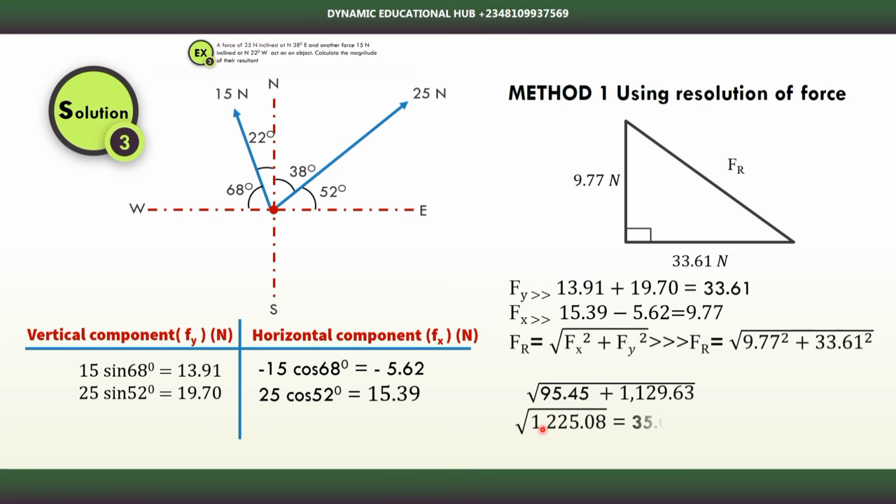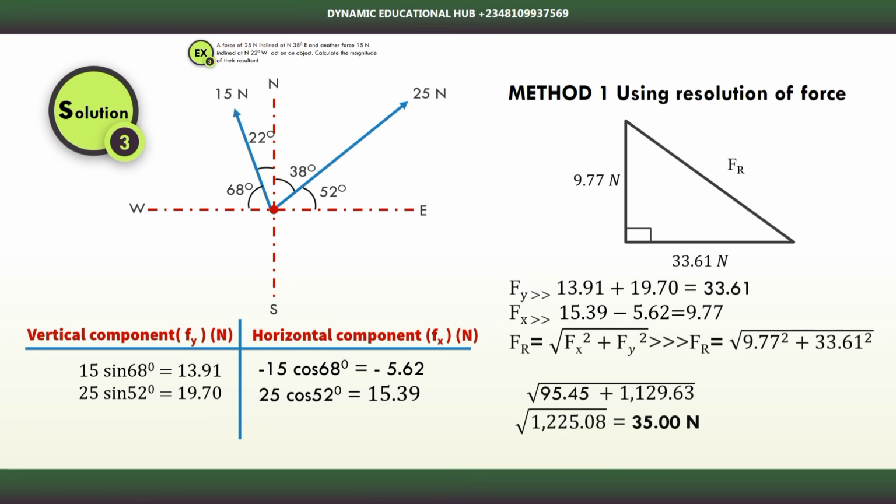So you are going to get the square root of 1225.08. And the funny part of it is that 1225 is a perfect square. We have a small amount of number that we can neglect here, which is 0.08. But nevertheless, when you press the square root of this, you are going to get 35.00, approximately 35.0. So that is why we have 35.0 Newton. It's actually simple. That's the first method.